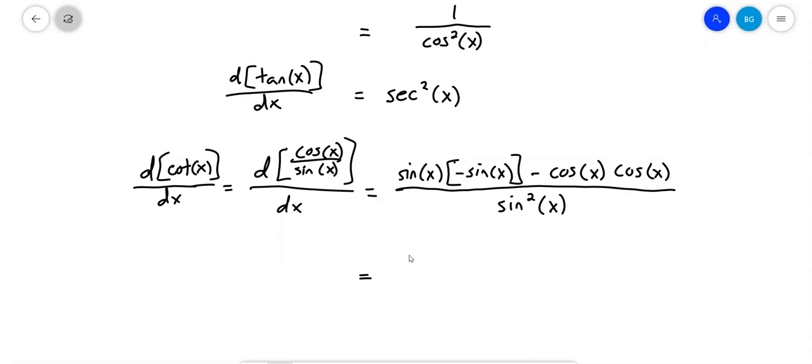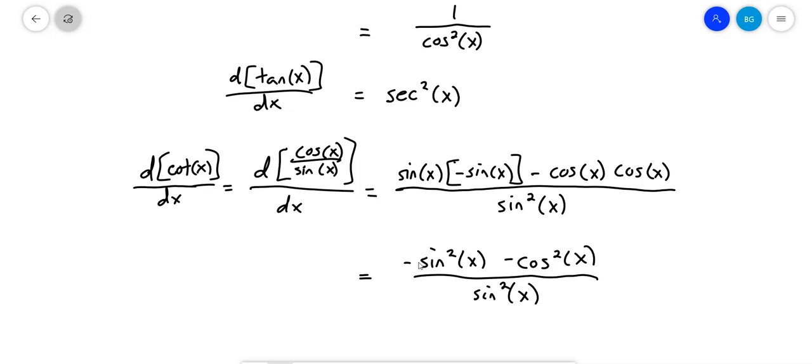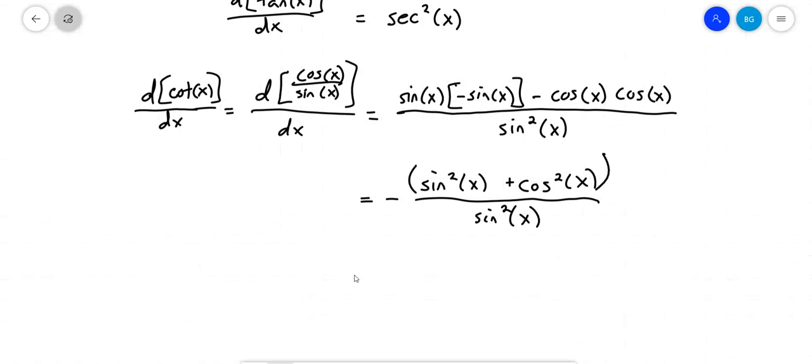And again, we're just going to clean this up a little bit. So this is going to be negative sine squared x minus cosine squared x, over sine squared x. And this is almost a Pythagorean identity in the numerator, but we have those pesky negatives in our way. Let's just factor out a negative 1 from the numerator. And now we do have that Pythagorean identity up there, so it's just going to be negative 1 over sine squared x. Now the reciprocal of sine is cosecant, so in fact this is negative cosecant squared x.